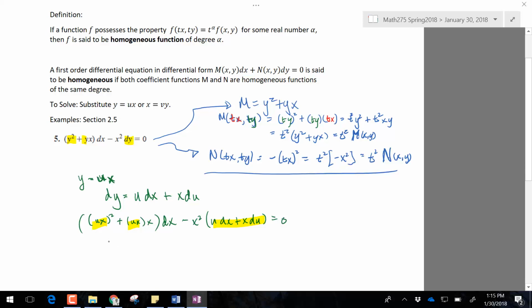We have ux squared plus u times x squared dx. Now we need to distribute. Here we have x squared u dx plus x cubed du is equal to 0. Does that look right? Yeah. You mean at this step or the step before?